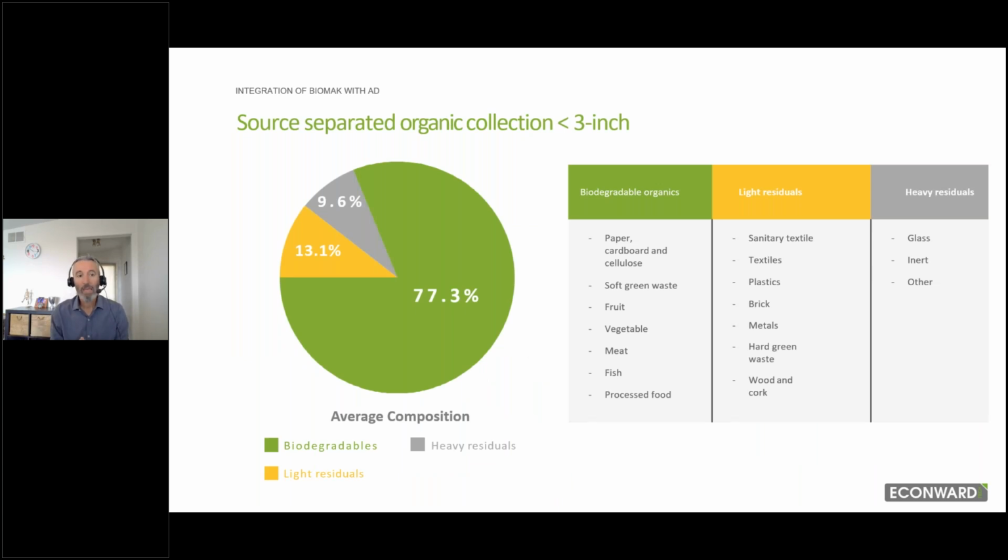We can see here a characterization of a type of waste. In this case, the waste input had 77% organics, 11% light contaminant residuals and 9% heavy residuals. And you can see there the list of residuals. Important to know that when we talk about organics, we are not talking about chemical compounds that contain carbon. We're talking about biodegradable organics that can be processed in an anaerobic digester and produce energy out of them. Next slide, please.